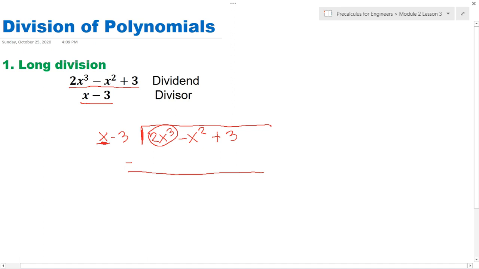So, unsa man siya? So, again, kung ato siya i-manual, you have 2x cubed divided by x. So, what would be the answer? So, follow the exponent rule. So, this would be equal to 2x squared. Kasi 3 minus 1 is equals to 2. Therefore, ito pala yung i-multiply mo. So, ito yung lalagay mo dito. We have 2x squared.